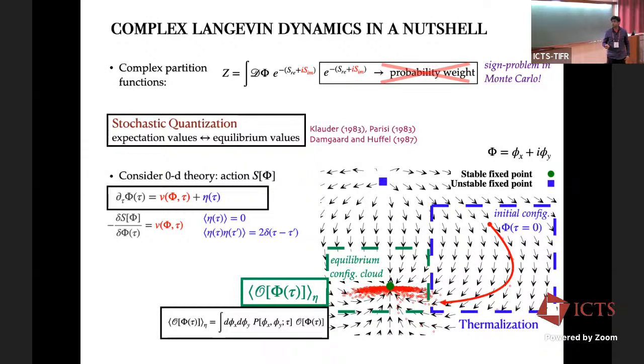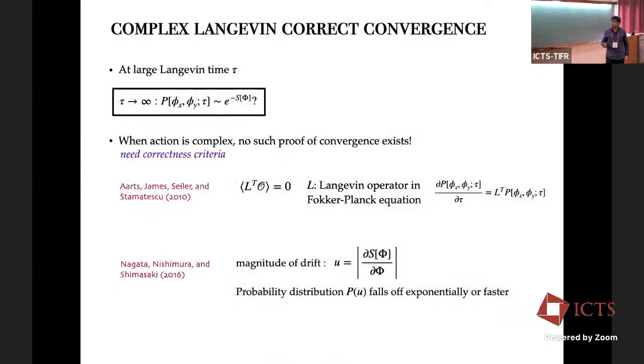So the expectation values of the observables are then computed using stochastic quantization as the associated equilibrium values of this probability distribution around the cloud. So we can compute the observables, but the question arises, what happens at large Langevin time? For large Langevin time, it is expected that this probability distribution has to mimic the original Boltzmann weight of the theory. For real actions, this is indeed true. There is a proof of convergence, but for complex actions, no mathematical proof exists.